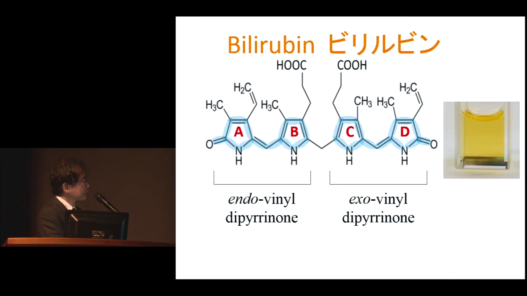Bilirubin has 4 pyrrole rings, A, B, C, and D. The rings A and B are pi conjugated, likewise C and D. So these 2 dipyrroles absorb blue light. As a result, bilirubin looks yellow.